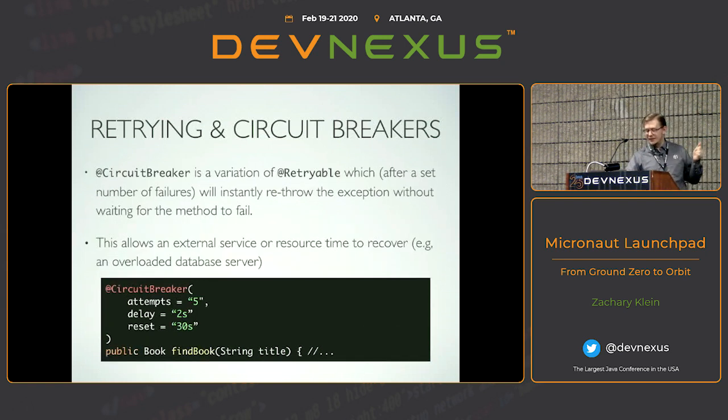Evolving on that is the circuit breaker annotation, which does the same thing, but with the additional feature that after a set number of failures, rather than continue to ping that downstream resource or service with futile requests, it'll actually begin just instantly returning the last thrown exception to all callers until that delay has expired, at which point it'll try again. And that gives the downstream service a chance to maybe recover if it's a database or something that's got too many connections. It gives that service a chance to get back online instead of swamping it.